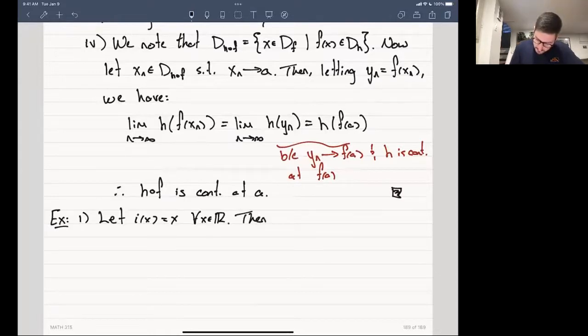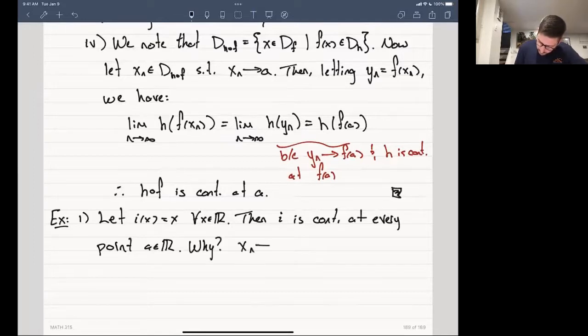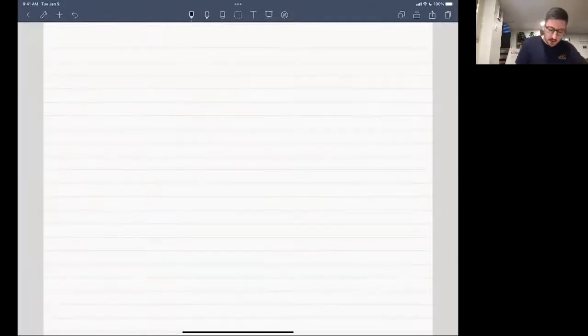Well, it's not really hard to see then that I is continuous at every point A in R. Why? Well, if you take Xn converging to A, then I of Xn is equal to Xn, which converges to A as well, which equals I of A. And so, done, right? Nothing interesting. You're just feeding in a convergent sequence and you get out the same convergent sequence. Not really that interesting, but it's important to note, right? We want to know this. And this just reinforces things that we took for granted in maybe introductory calculus.